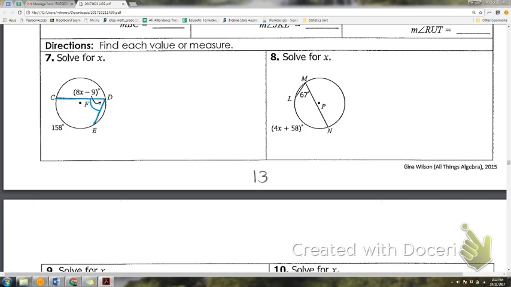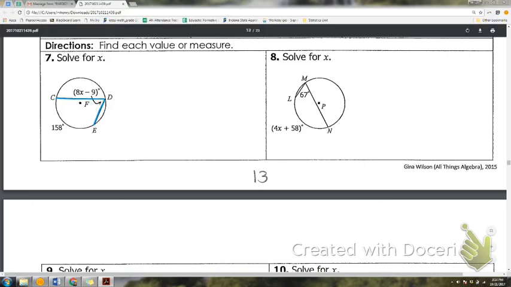So there's a couple ways you can do this. What is half of 158? Look at your calculator. Okay, we know that's 76. I'm just kidding, 79. Okay, so if we do this, we know that this angle is really 79. So I could say 8x minus 9 equals 79.